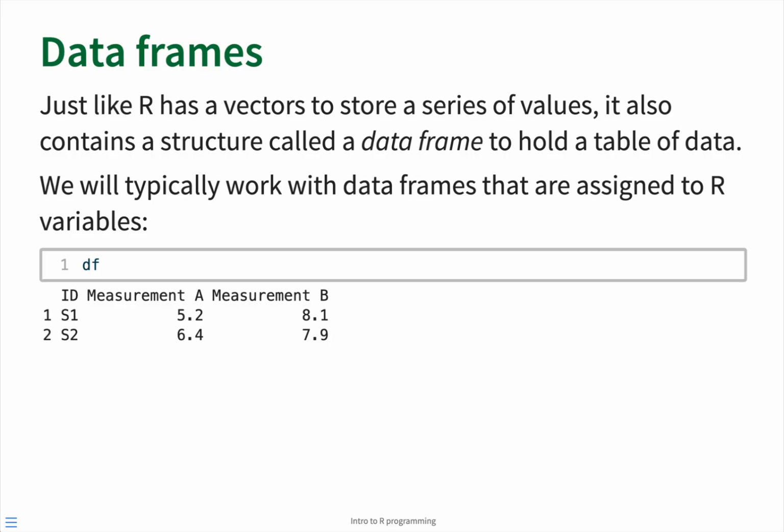So in R, we store tables of data like this in data frames. And here I have created the same table from the previous slide as an R data frame, and I've stored it in a variable called df. So this code here prints out the contents of whatever's stored in the variable df, and you can see it's the same table from the previous slide.